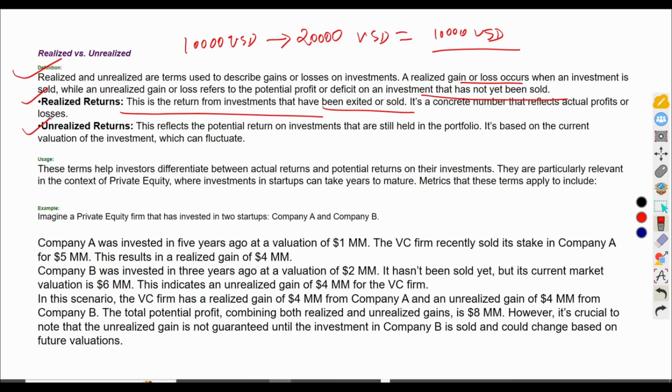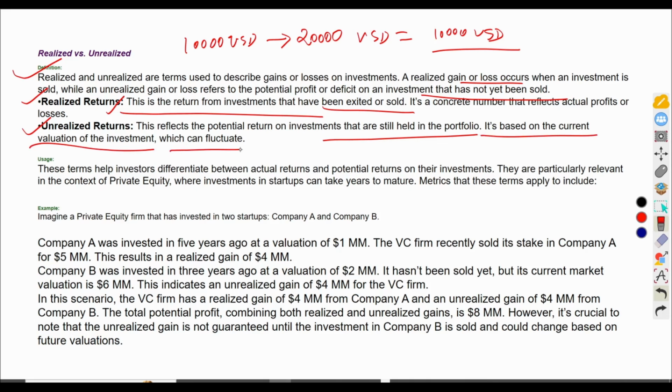And if I talk about unrealized, it means this reflects the potential return on investment that is still held in your portfolio. I would say that percentage of investment in that XYZ portfolio means yet to sell. Once you sell the investment, it becomes realized, and if you have an investment but have yet to sell, it becomes unrealized, and it is based on the current valuation of the investment, which can fluctuate.